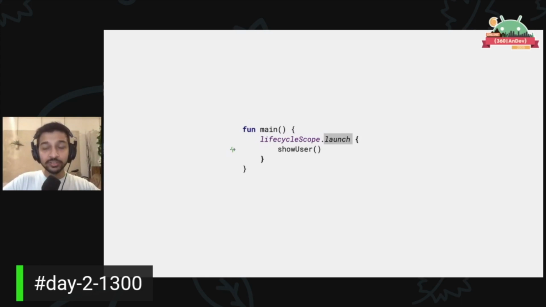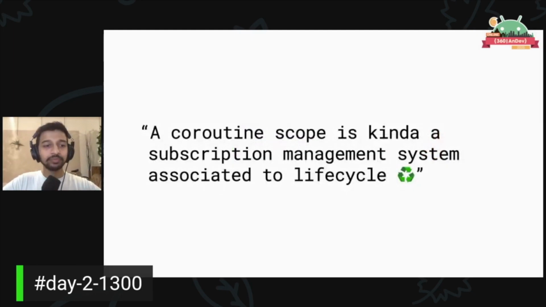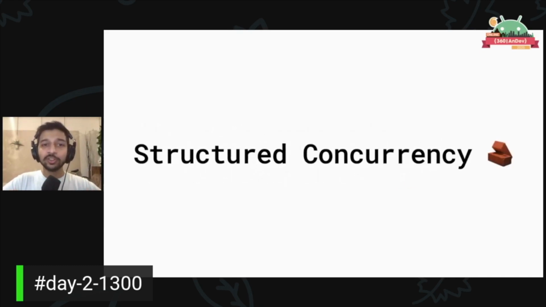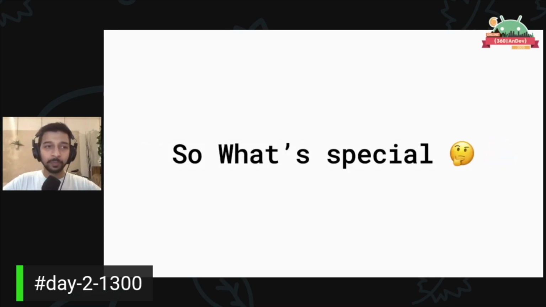It will immediately start the coroutine. That means coroutines are hot in nature. This is also one of the reasons why coroutines are not exactly a one-on-one replacement for reactive streams. A coroutine scope is kind of a subscription management system associated with the lifecycle. This concept is called structured concurrency, and this is what makes Kotlin coroutines so powerful and also helps developers prevent leaking the job or subscription.